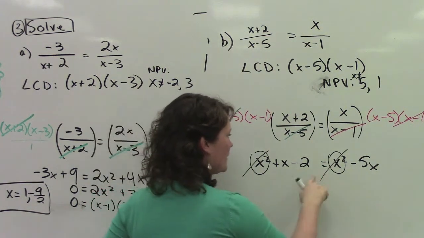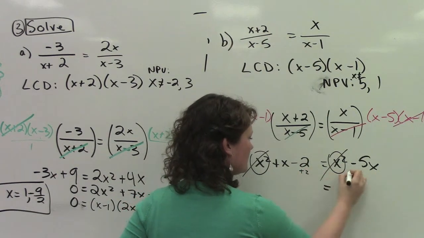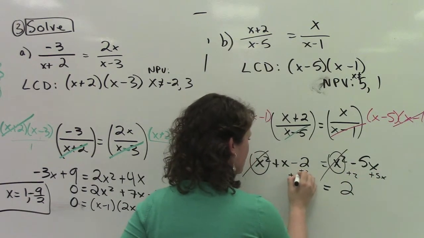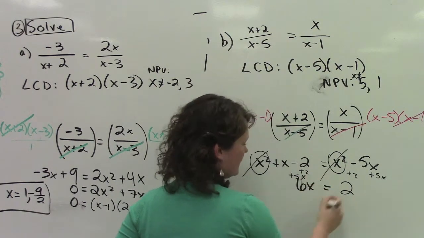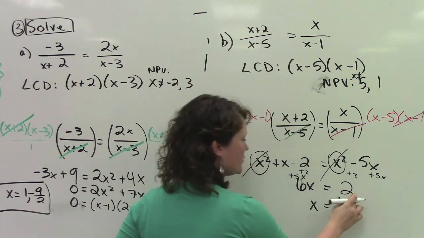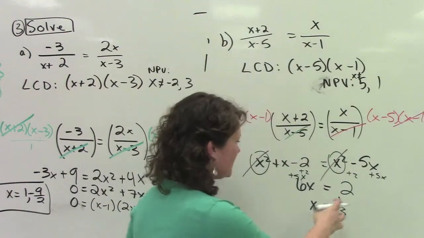So what I have here is, I'm going to add 2 to both sides, so I have 2, and I'm going to add 5x. So we have 6x equaling 2. X equals 2 divided by 6, which is 2 over 6. Cancel. It's going to be 2/3.